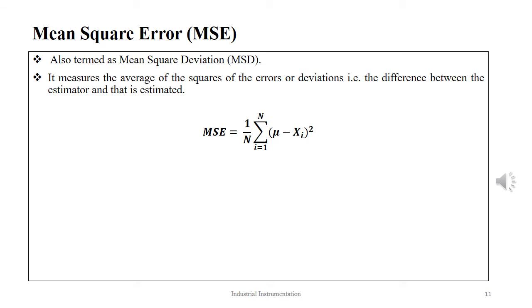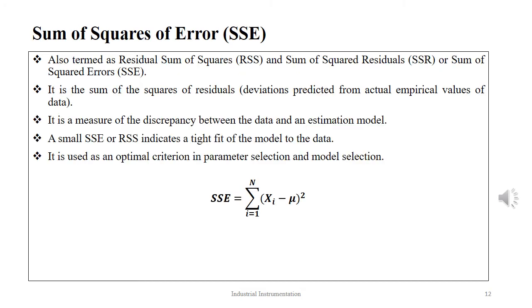Mean square error is also known as mean square deviation, or MSD. It measures the average of the squares of the errors or deviations, that is, the difference between the estimator and what is estimated. MSE is given as 1 by n summation i equal to 1 to n (mu minus xi) whole square, where mu is the mean.